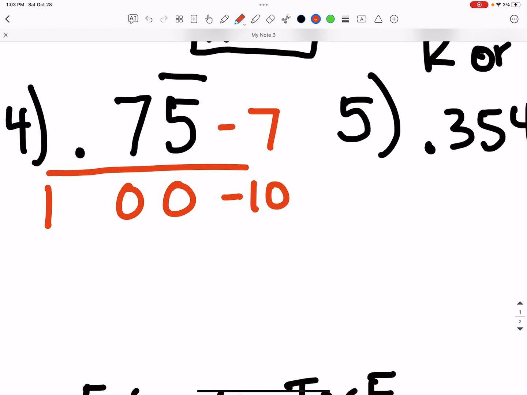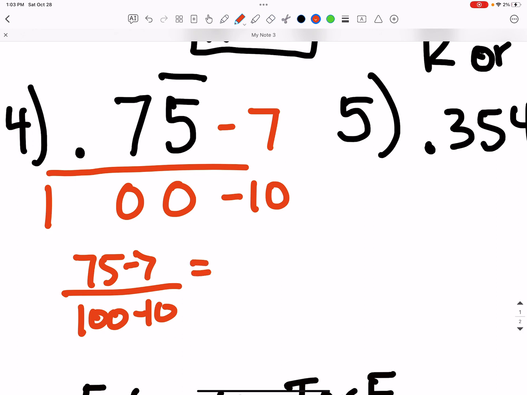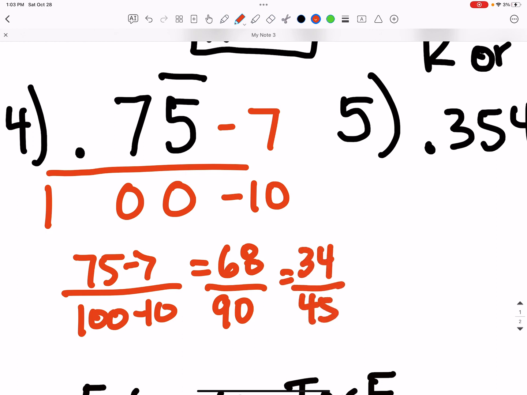So we do 75 minus 7. 100 minus 10 is 68/90, but they're both even. Sorry, I'm texting somebody. All right, so they're both even, so we cut them in half. 34/45 is the right fraction.